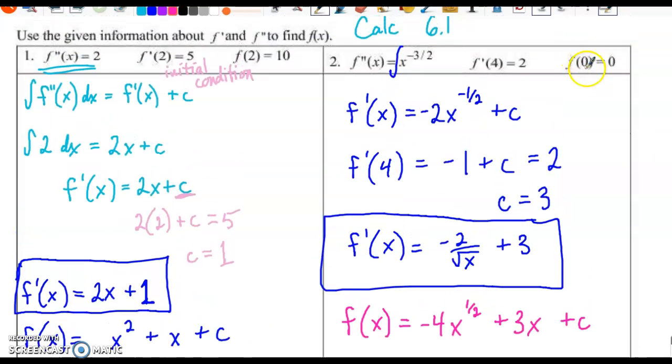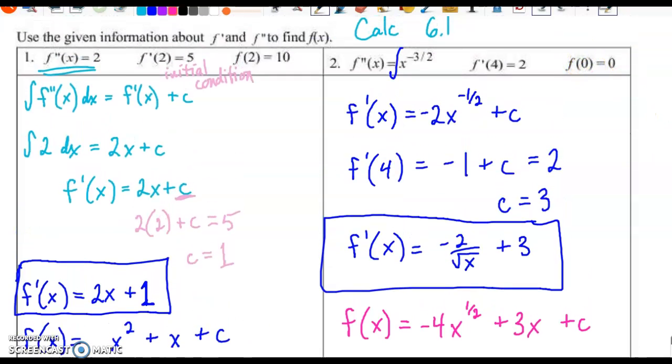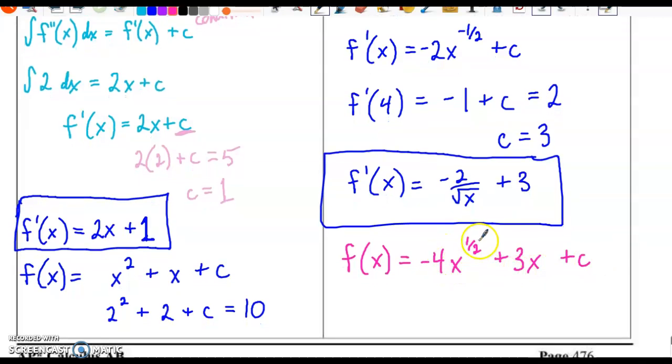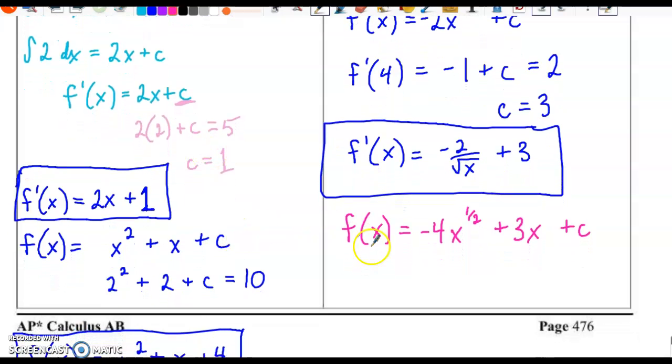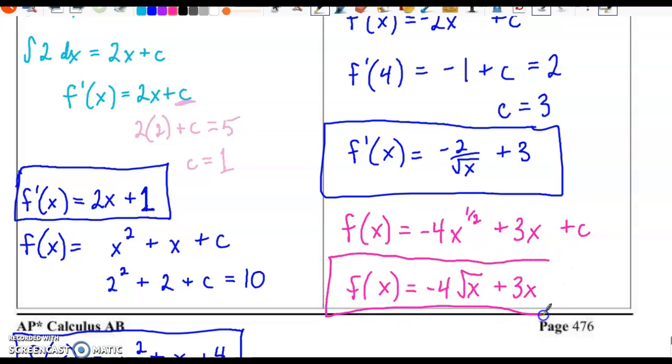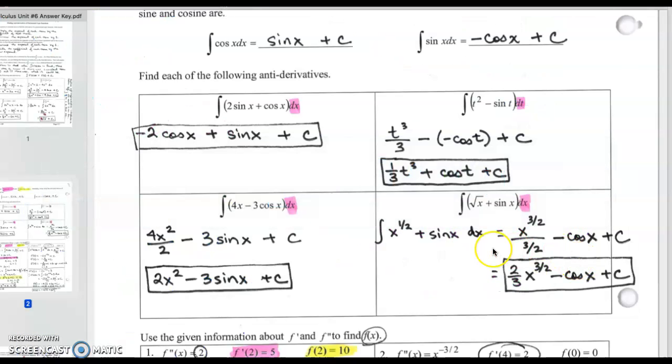And then use this last initial condition. Well, that's kind of nice because anything times 0 is 0, and the square root of 0 is 0, plus 0. So c must be 0 in order to equal 0. So that tells me that f of x is just that piece. And I would rewrite it as negative 4 root x plus 3x. If you don't believe me, you're welcome to work through it. Otherwise, I will share the answer key.